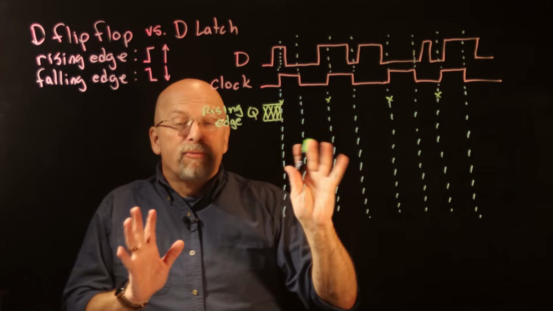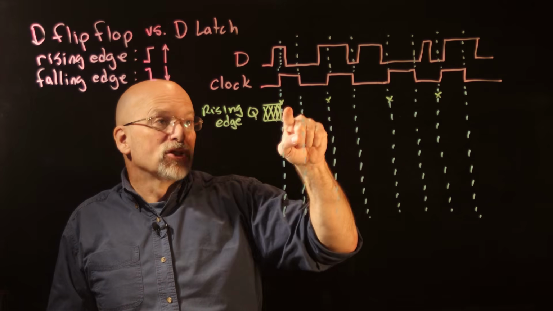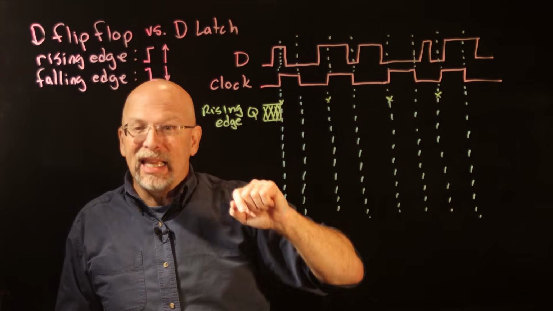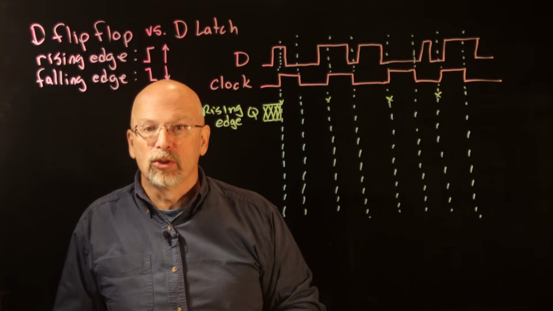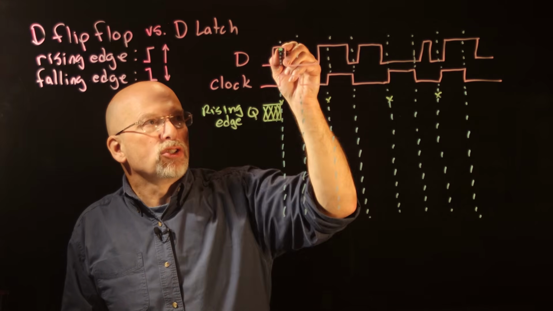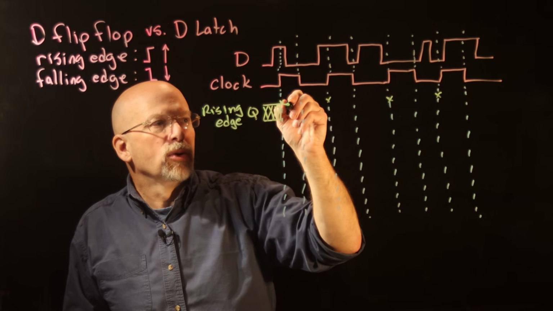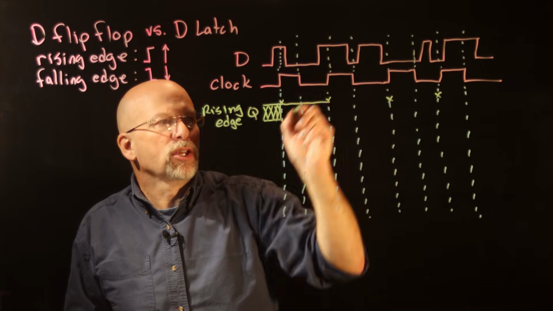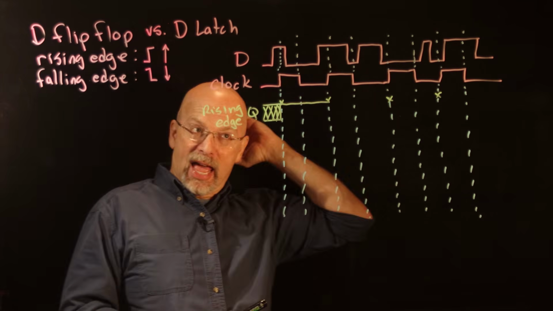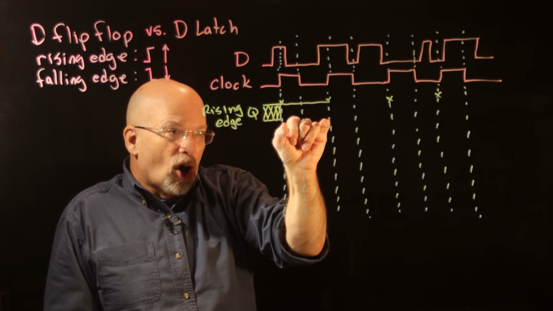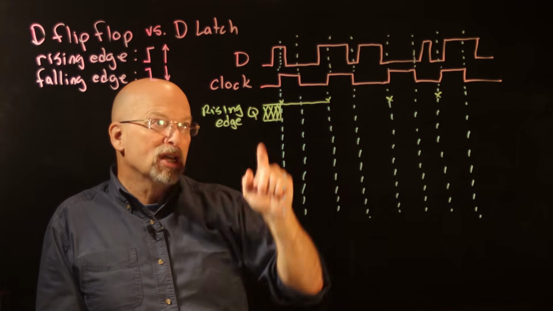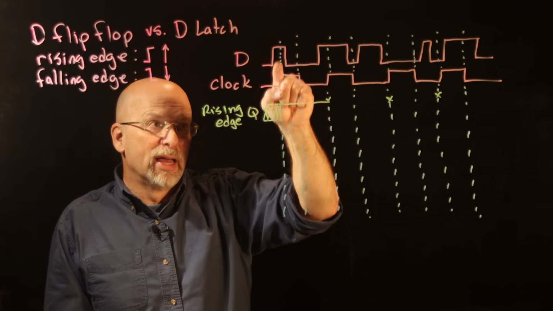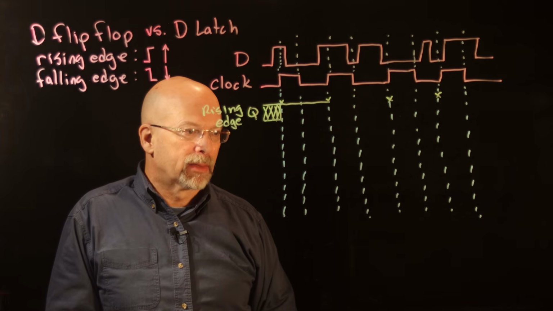Now, after that, at that moment, what is D equal to? Well, at that rising edge, D is equal to 1. So we have stored a 1 to Q, and that 1 is going to stay on Q until we get another rising edge. So starting at that moment and until that next rising edge, we know that we've stored this 1 at that moment.